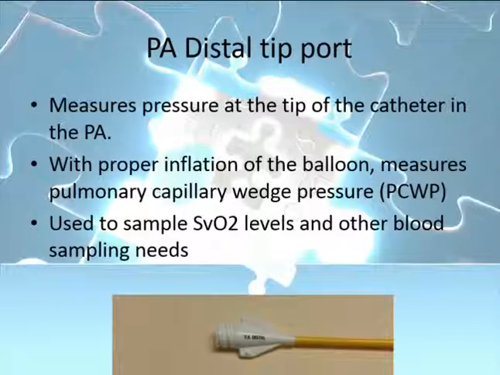So what is the PA distal? It measures your pressure at the tip of the catheter in the PA. It actually measures your pulmonary artery pressures. So for your systolic, your top number, 15 to 30 is textbook normal. For your diastolic, 4 to 12 is textbook normal. With proper inflation of the balloon, it can measure pulmonary capillary wedge pressure. We'll show a little video of that later. And it is also used to sample SpO2 levels and other blood sampling needs.